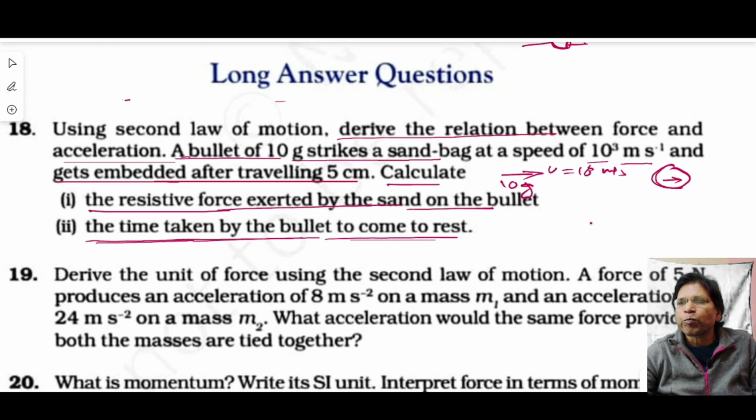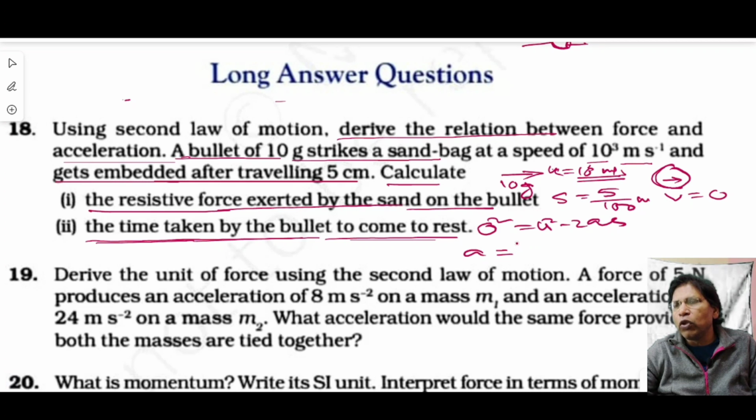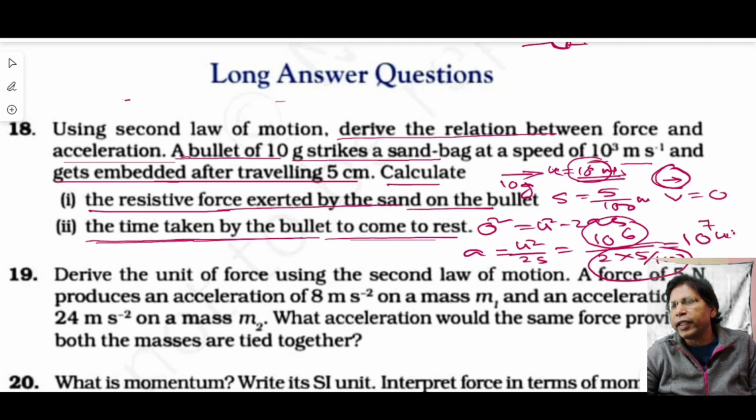First of all, look at this, here the distance traveled is 5 centimeter, so this is 5 by 100 meter. Final velocity v equals 0, and initial velocity is 10 to the power 3 meter per second. Now from the equation of motion, v square equals u square minus 2as. Here a equals u square by 2s. Now u square means 10 to the power 3 whole square, that is 10 to the power 6, and 2 into s, that is 2 into 5 by 100, this is 1 by 10. So acceleration is 10 to the power 6 divided by 1 by 10. So we get 10 to the power 7 meter per second square as the acceleration.